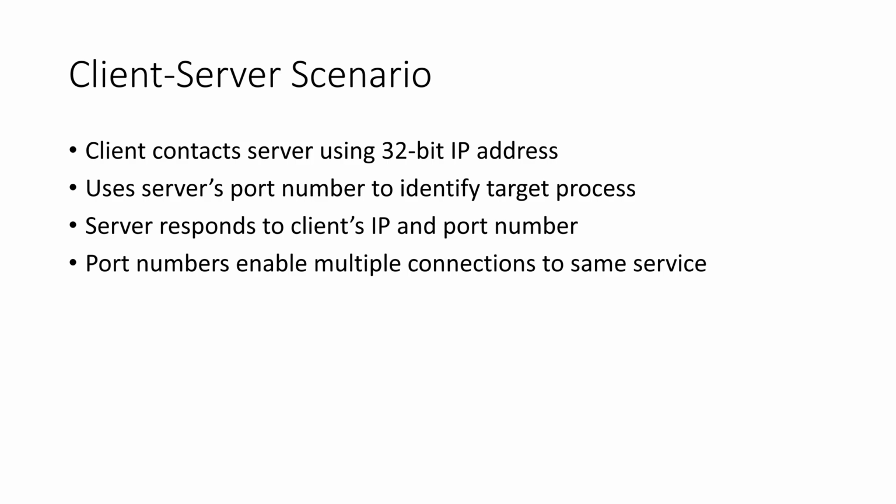Let's make this a bit more real with a client server scenario. When a client wants to connect to a server, it uses the server's 32-bit IP address to find the correct machine and a port number to target the specific process on that server. For example, if a client wants to access a web page, it connects to the server's IP address and typically to port 80 for HTTP or port 443 for HTTPS. When the server responds, it sends back to the client's IP address and port number. This system allows multiple applications on the same server. For example, thousands of users can be connected to port 80 on a web server at the same time, and the server keeps track of each connection by looking at the combination of the client's IP and port number.